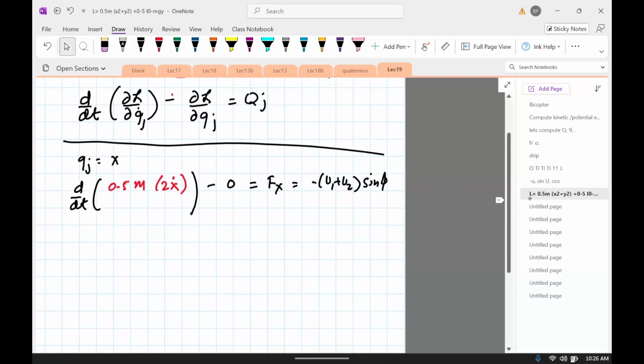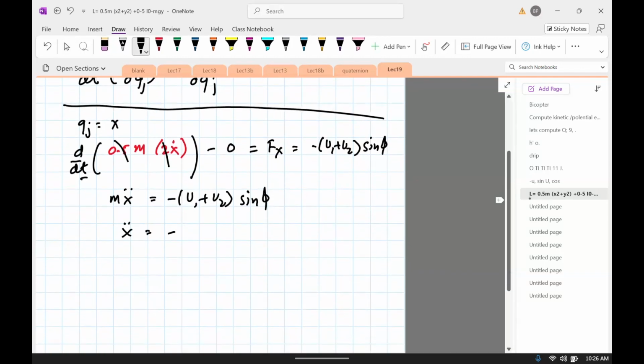Okay, so now we need to take the derivative of this thing with respect to time, and that gives us, this 0.5 will cancel. So it will be m x double dot equals minus u1 plus u2 sine phi. Okay, so super simple, right? This is our first equation. Okay, next equation.